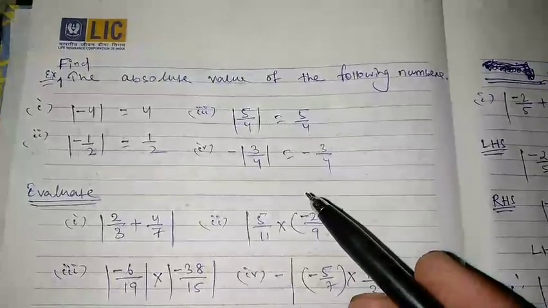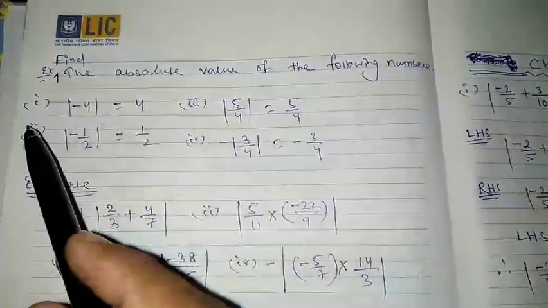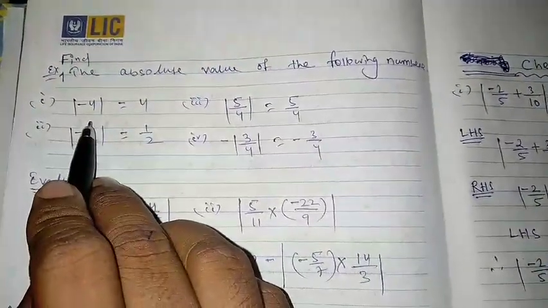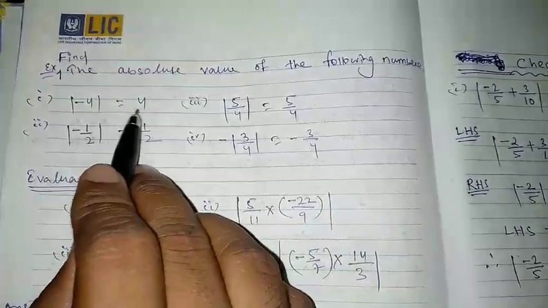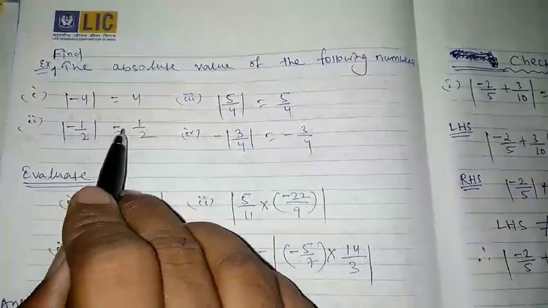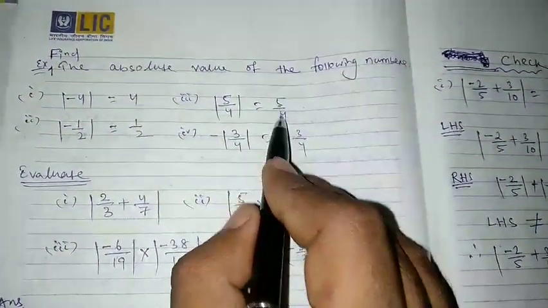Let's do some examples. Find the absolute value of the following numbers. First one is -4. So who can say what is the absolute value of -4? The absolute value of -4 is +4. Like the same way, the absolute value of -1 by 2 is +1 by 2. The absolute value of 5 by 4 is also 5 by 4.